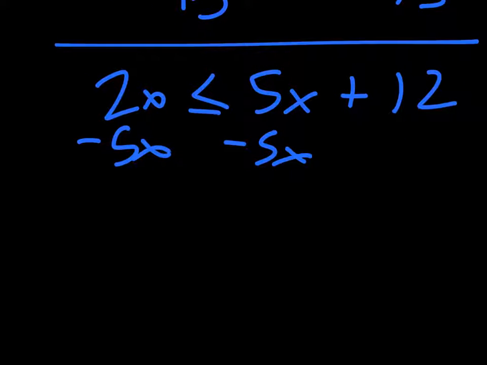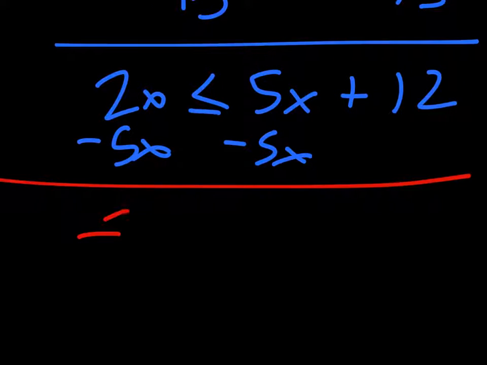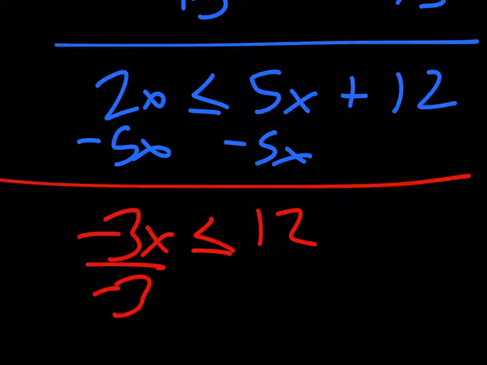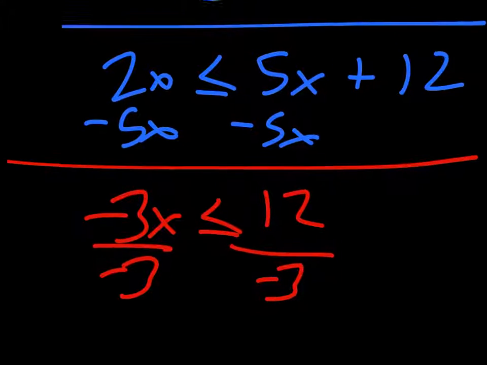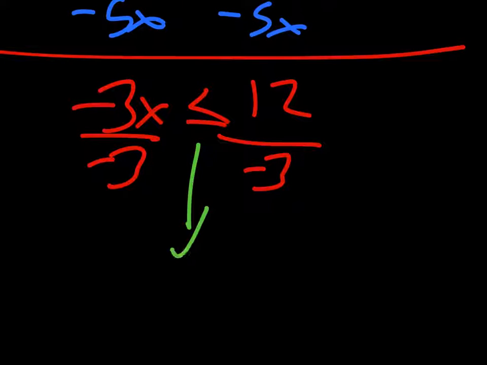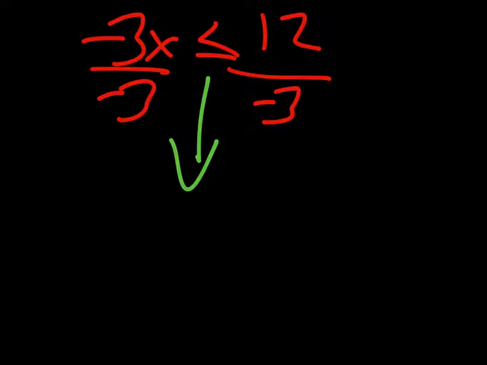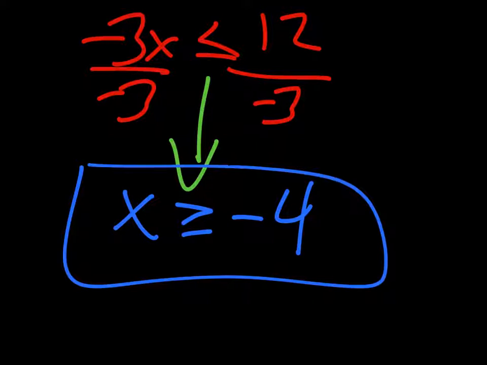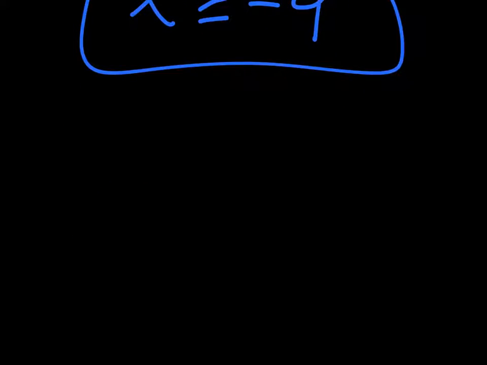Now we have negative 3x is less than or equal to 12. Divide by a negative 3. We divided by a negative 3, therefore the sign will flip. Bring down the x, and now we have x is greater than or equal to negative 4. Final answer.